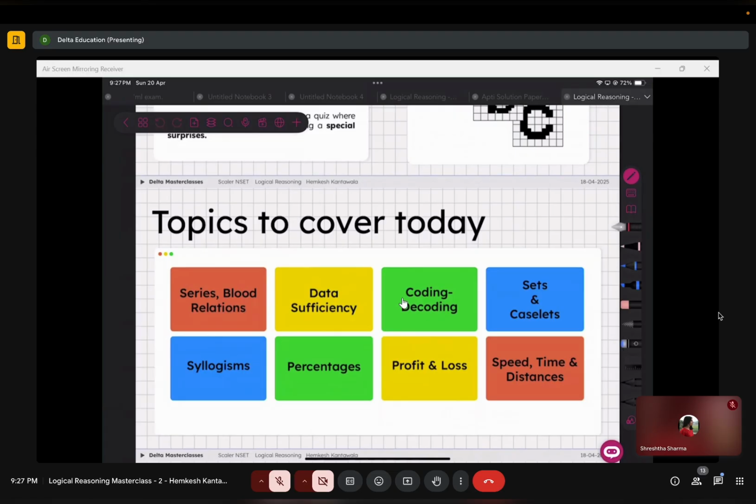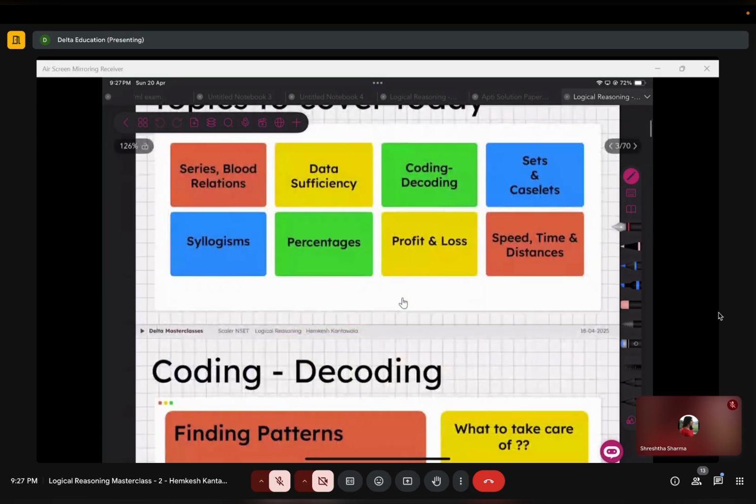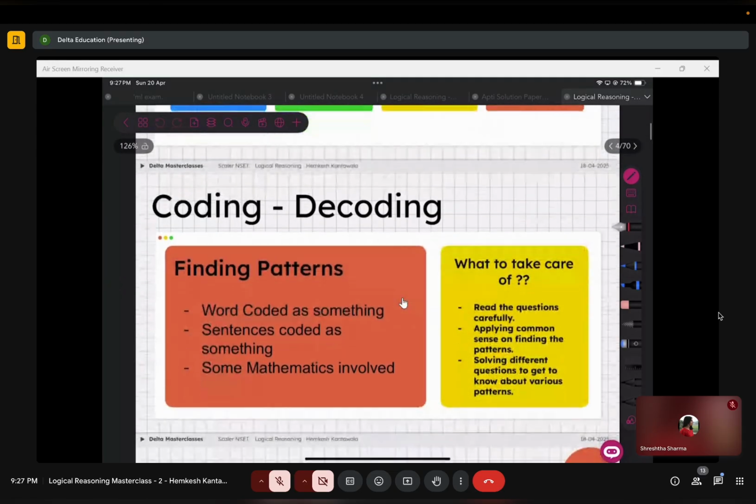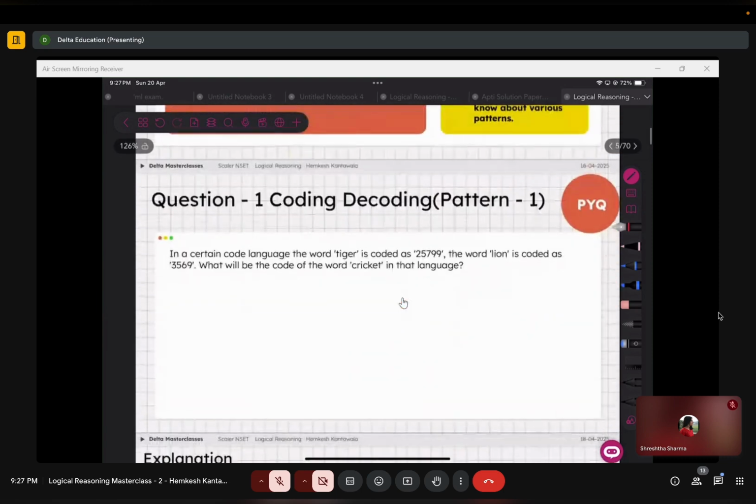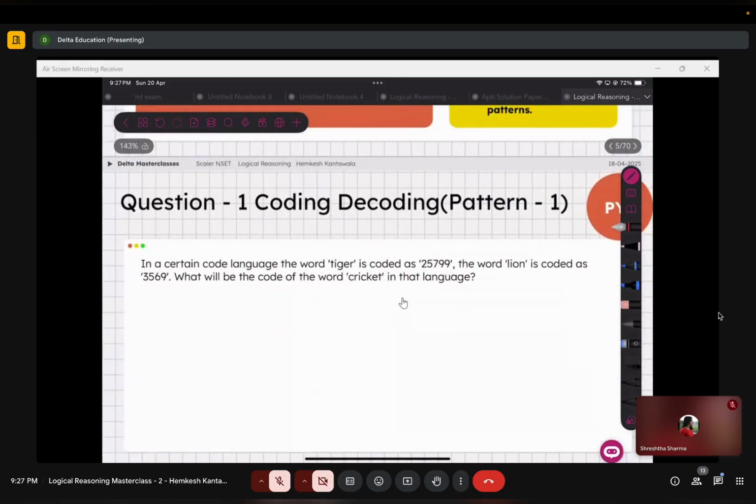So yeah, let's go to the first topic then, coding, decoding. So this is simple. As the topic name suggests, we need to find the pattern, and according to that pattern we need to solve the question as given. So patterns could be that a word is coded in some ways, sentences are coded in some ways, and there is some mathematics involved somewhere, correct?